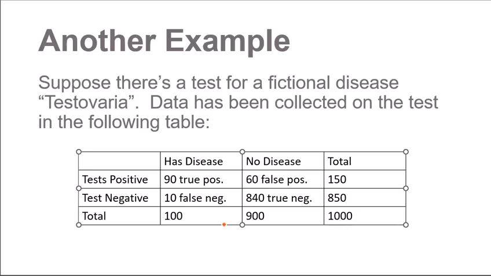The total row at the bottom has the total of everyone who has the disease, so 90 plus 10 is 100. The total of everyone who did not have the disease, 60 plus 840 is 900. And then the total of the totals, which is 1,000. So this 1,000 represents everyone within the data set.